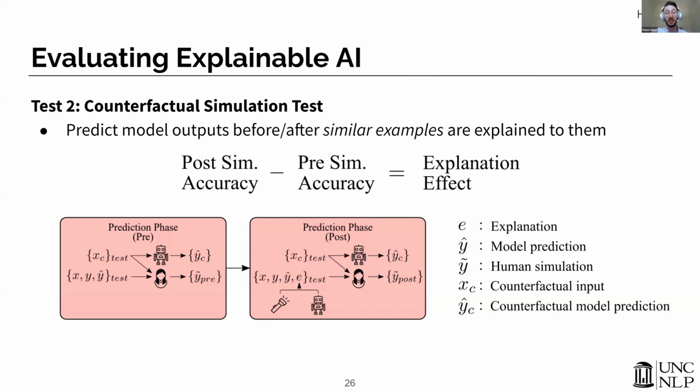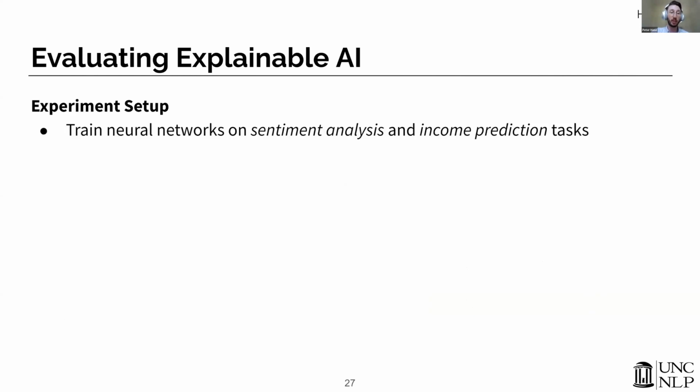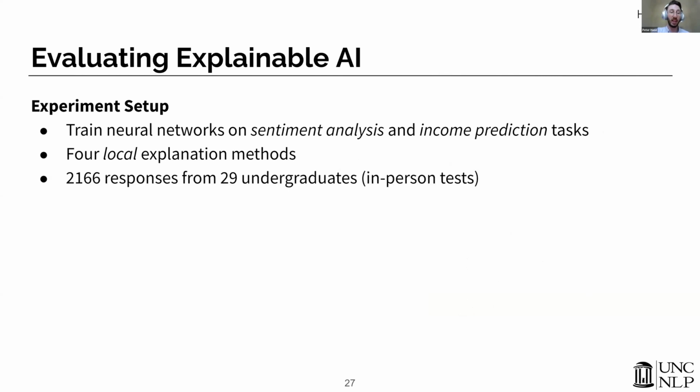We'll ultimately hire undergrads, run them through some tests, make sure that they understand what's going on, and then run them through our human tests here. Let me talk about some of the setup. We're going to be training neural networks on two tasks: a sentiment analysis task and an income prediction task. We used 4 local explanation methods. I'll show examples of that next. We ultimately collect just over 200,000 responses from about 30 undergraduates via some in-person tests.